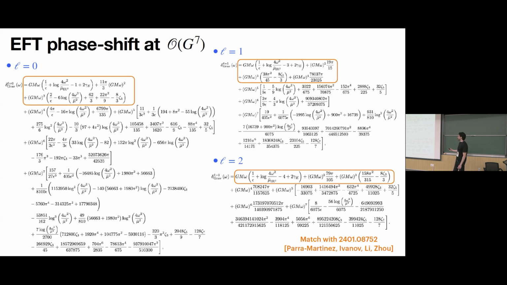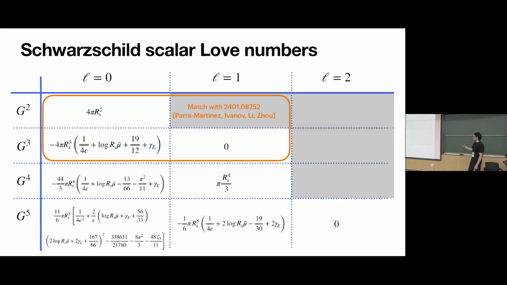So to cure this UV divergence, we need to add the Love numbers. And by adding the Love numbers, we can renormalize these divergences and match them to GR. For example, to get the black hole Love numbers, after matching, we find these results. Up to G cubed, we match with this paper, and then we have new results beyond G cubed. In particular, you see that there are some zero Love numbers, and these are the well-known static Love numbers of black holes that should be zero.